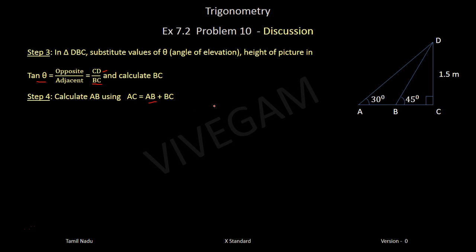Using this relationship, you can get the value of AB, which is nothing but the distance moved by the student to see the picture clearly, and that's what we are asked to calculate. Am I right? Okay, so I think we have done our explanation. What I suggest is please pause the video here and try to do this problem on your own, and on completion please come back and check your working against our solution.